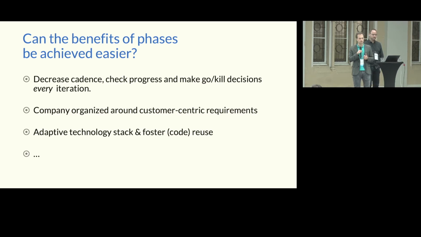And of course, an adaptive technology stack and fostering code reuse. If this is in place, then it is also possible to just have the normal cycle, the normal iteration, to cover all of the benefits, or to solve all the problems that currently are solved with phase adequate processes and organizational structures. I usually say the software becomes part of the solution and it's not part of the problem. Sometimes the software is seen as part of the problem because it makes things even more complicated, right? But that's just not how it works.